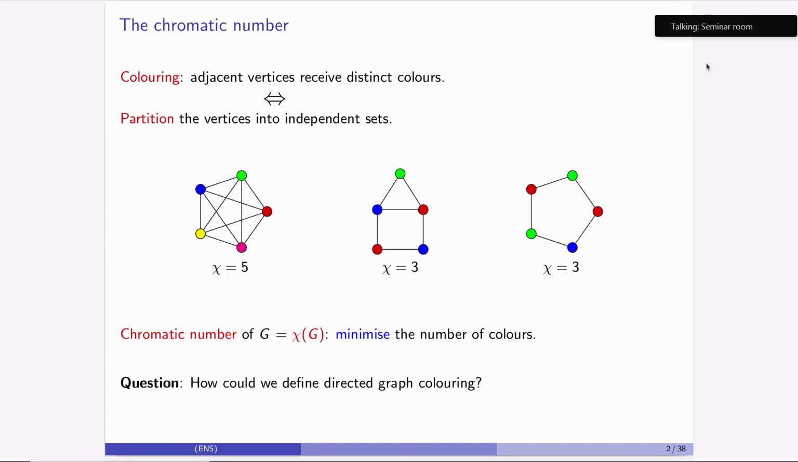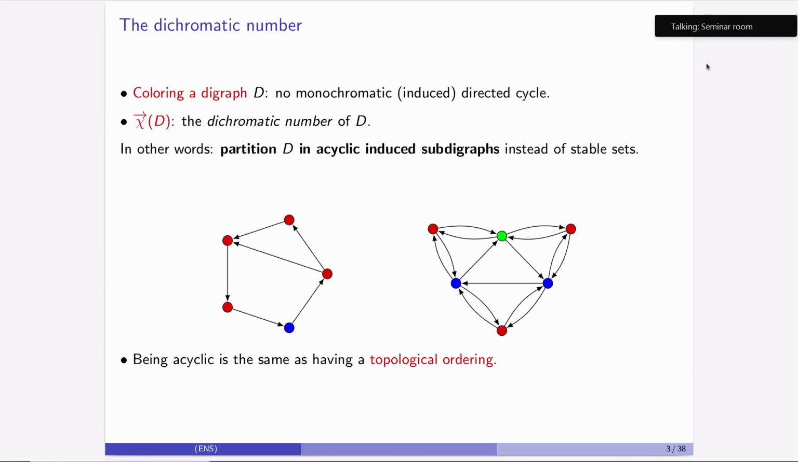And the first question I ask is, how could we define coloring for directed graph? Maybe the first idea that you can have is you do the same, but in this case, the orientation of the edges will not have any effect. Any orientation of the edges will give the same chromatic number, so it's not very satisfying. And a concept that arose since a few years is the concept of dichromatic number.